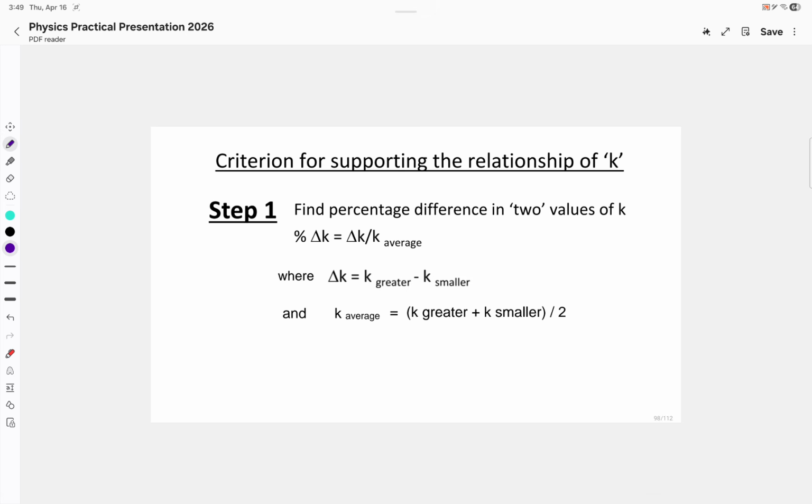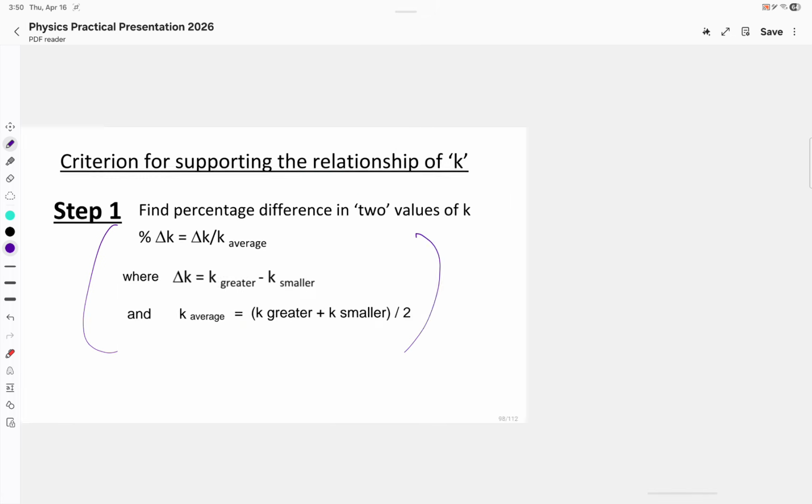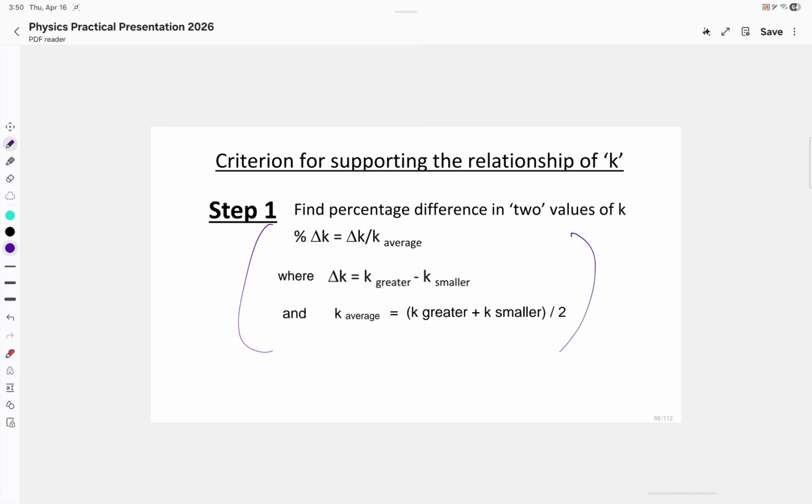So when you get the two different values, you have to show us the working of the percentage difference in the 2 k values, which is delta k upon k average, and delta k is k greater minus k smaller, k average is k greater plus k smaller divided by 2. And I found how to support a relationship.